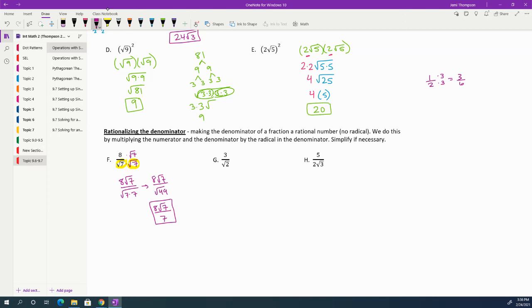People often feel inclined to simplify these 7s. One of them is in the radical, one of them is out of the radical. They are not like terms. The numerator is an irrational number. The denominator is a rational number. You cannot simplify. I'm going to write that. Cannot simplify the 7s. That way, when you look back on your notes, you'll know that we did that on purpose. Cannot simplify the 7s.